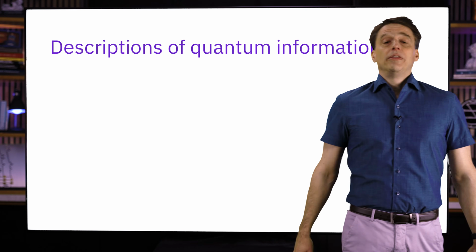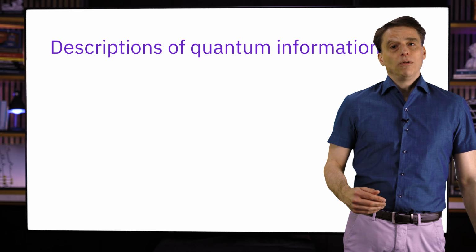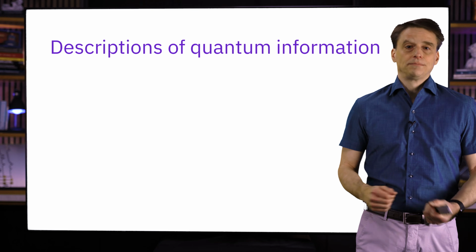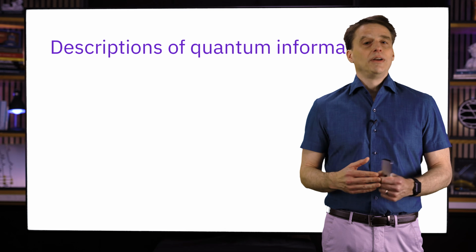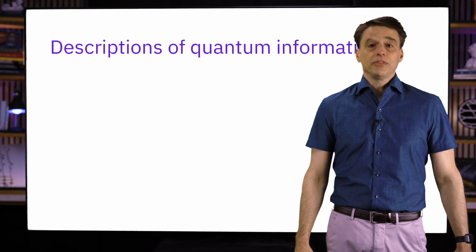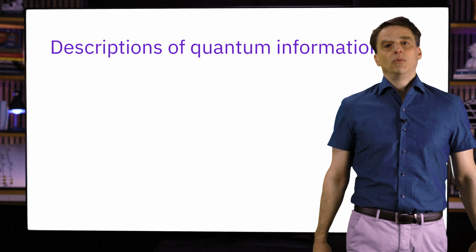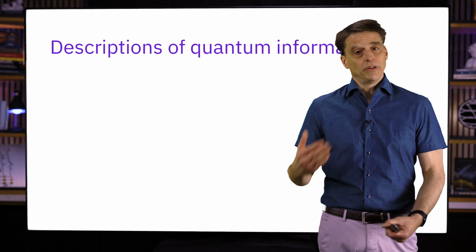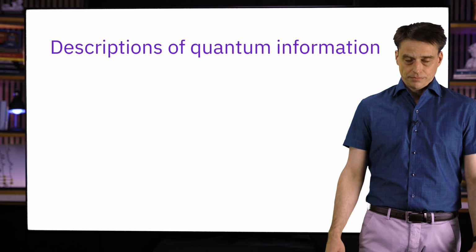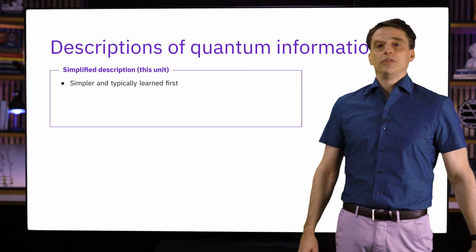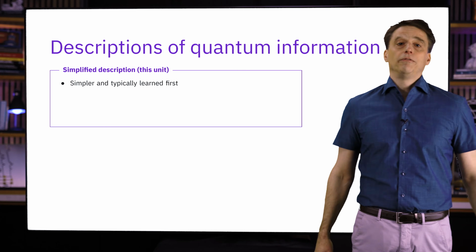Before we get started with the lesson itself, it will be helpful to clarify that there are actually two descriptions of quantum information. The simplified description, which is what we'll be focusing on in this lesson and throughout this first unit, and the general description, which is covered in a later unit, specifically in the third unit of the series. The simplified description, true to its name, is simpler, and it's typically learned first.